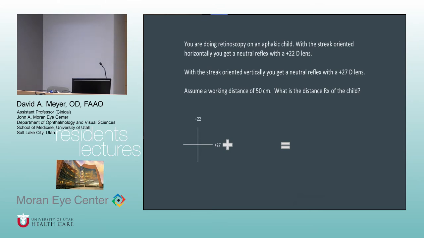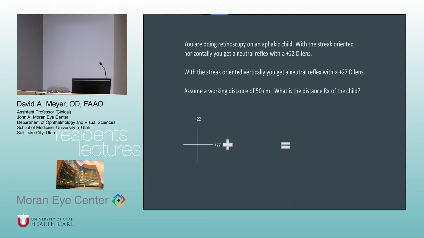So you guys know what power crosses are, right? You've done that? Okay. Basically, it's a power cross. This shows the power of the principal meridians of the eye. So your scope is going up and down like this. You find a neutral reflex with a plus 22. So that means you got the plus 22 here. Then you orient the streak vertically, and you get a neutral reflex here with a plus 27.